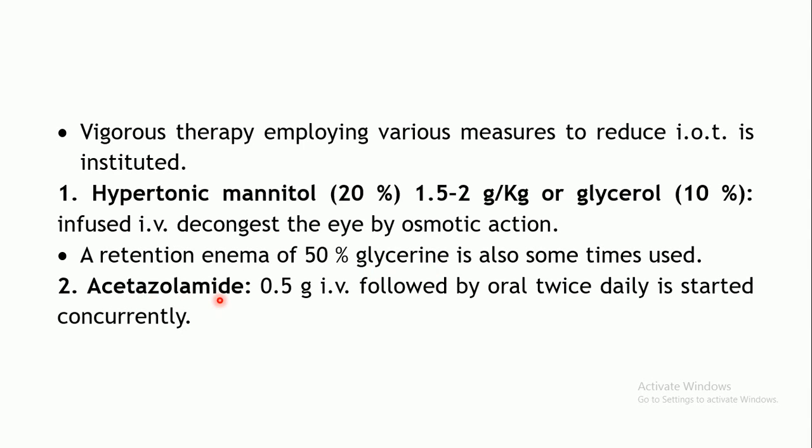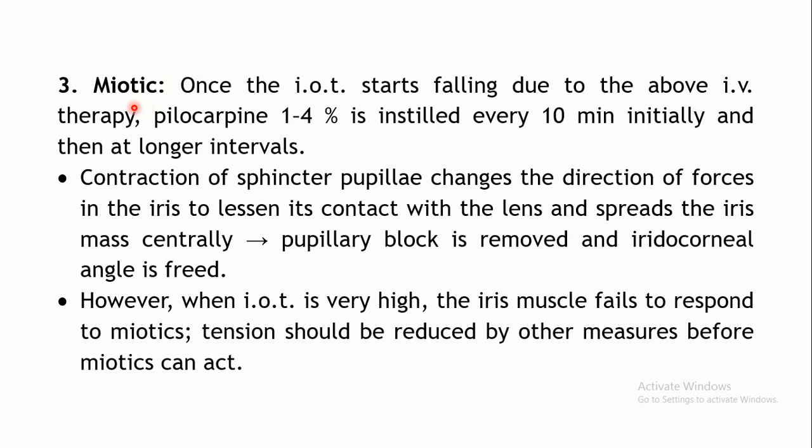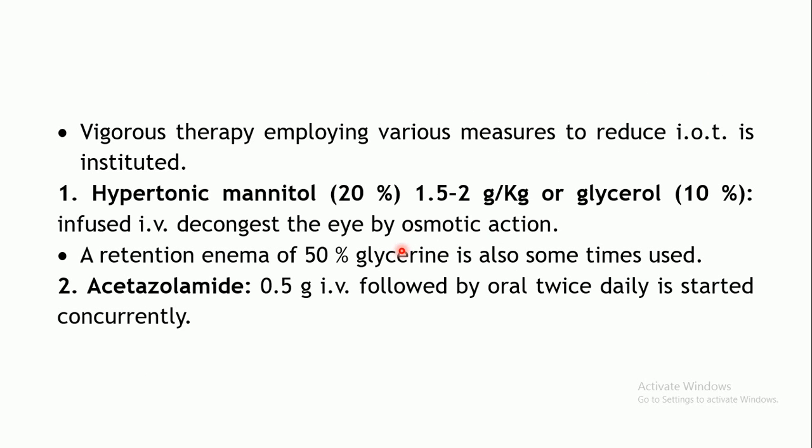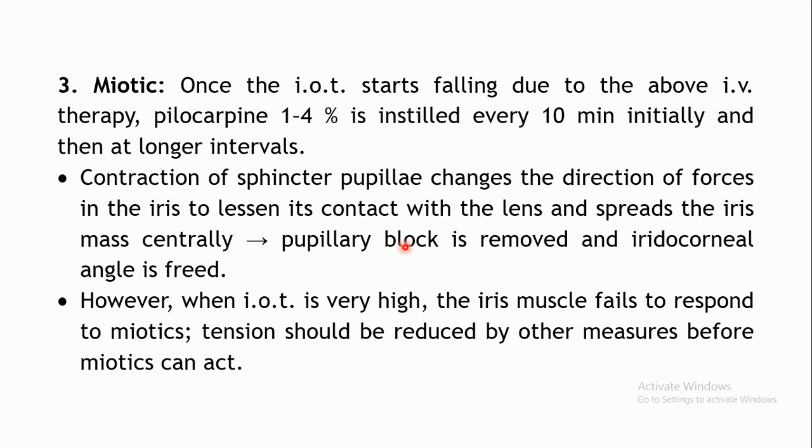Next measure is acetazolamide, 0.5 gram IV. This is followed by oral twice daily dosing, which may be continued. Next measure is miotics. As I have told you, these are quite helpful in reducing the intraocular tension and also facilitating the outflow. Usually once the intraocular tension starts to fall due to the IV therapy given, the first two measures which we have seen, the intraocular tension will start to fall.